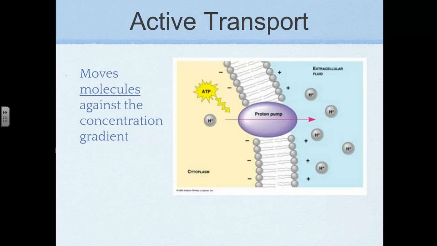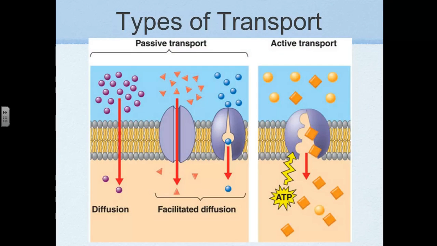So active transport is when we're going to move molecules against the concentration gradient. In summary, we have three different kinds of transport. We have two kinds of passive transport, diffusion and facilitated diffusion. And then we have one type of active transport, which is involving ATP. And you can see here we're moving these molecules against the concentration gradient.